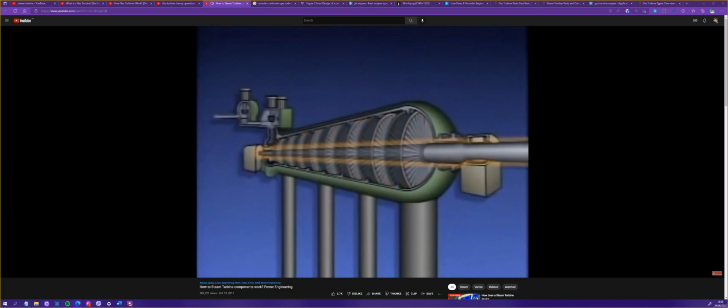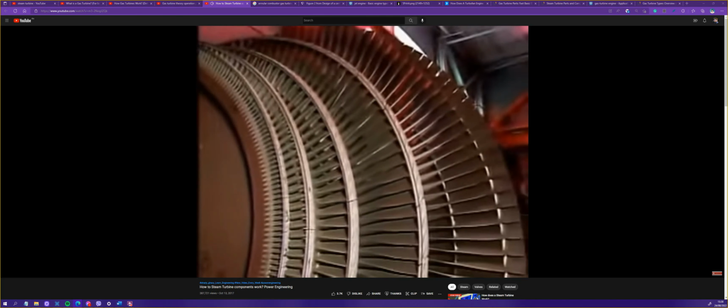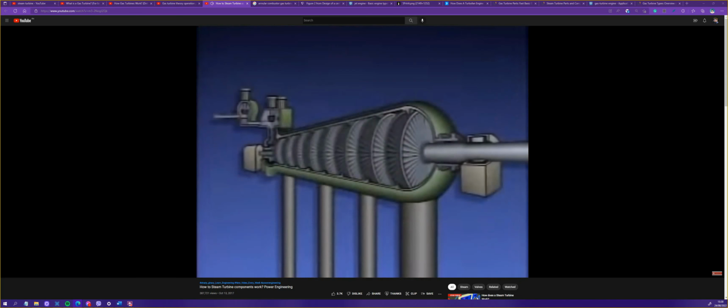The turbine shaft runs the entire length of the turbine. This end is connected to the generator. The turbine wheels are connected to the shaft. A turbine wheel consists of a round hub and rotating blades, or buckets as they're sometimes called. The shaft and the wheels are collectively called the rotor. The rotor is supported by bearings and is housed in a casing which is sometimes referred to as a cylinder.